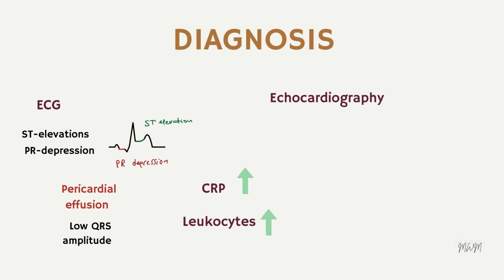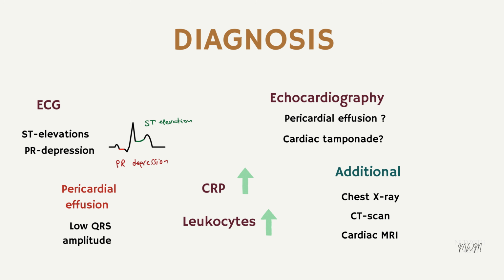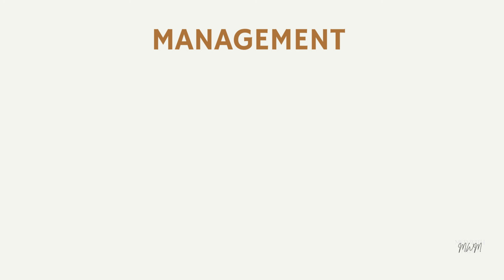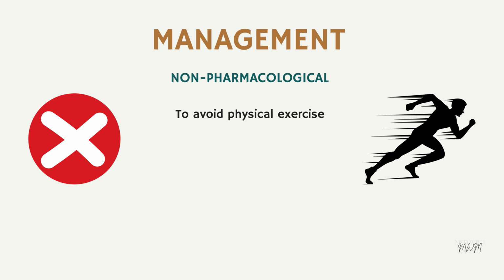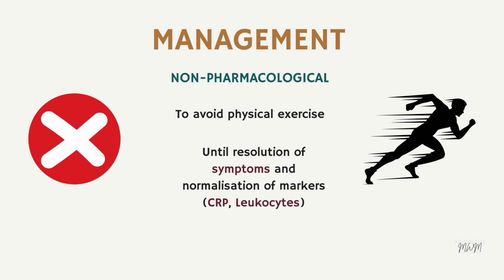Echocardiography is very important to look for potential pericardial effusion and if there are signs of tamponade. Other additional testing that can be used is chest X-ray, CT, or cardiac MRI. Moving on to management, for the non-pharmacological, we advise the patient to avoid physical exercise for at least 1 month until there is a resolution of symptoms and the biomarkers such as CRP or the leukocytosis have normalized.